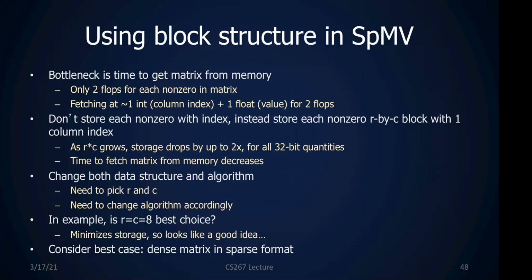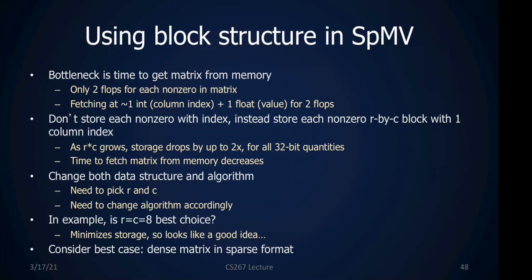And this does change both the data structure and the algorithm. We have to figure out before we start what R and C are going to be, and we're going to change the layout of that matrix in memory. If it comes in, say, CSR format, we're going to have to rewrite it into something that's a blocked format. And one of the questions is, how do we decide on the block size?